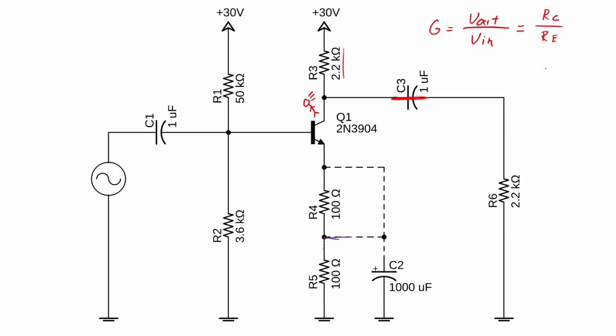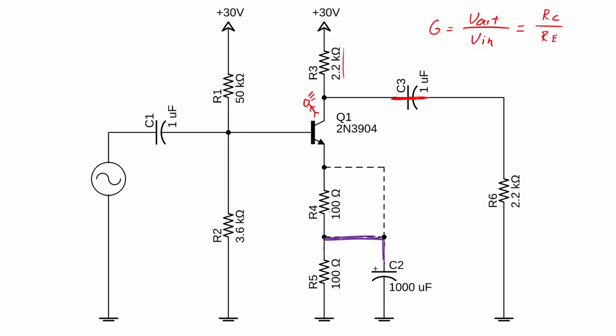Now we consider the gain when this capacitor is installed. And what happens is this capacitor effectively bypasses R5, leaving the emitter with 100 ohms unbypassed. Therefore, the gain is equal to 2.2K in parallel with 2.2K all over 100. So our gain has increased to 11.